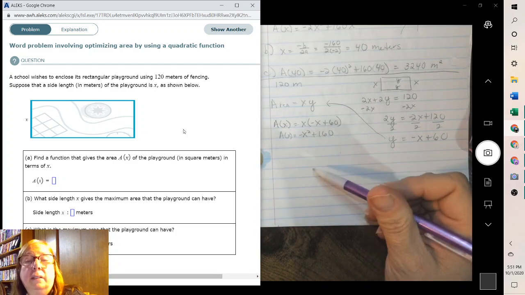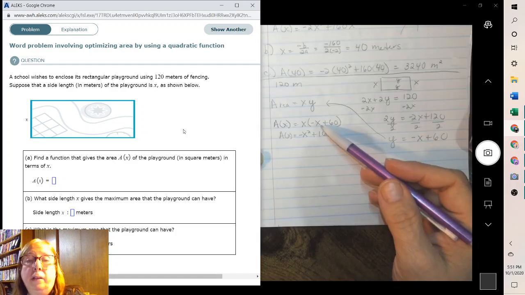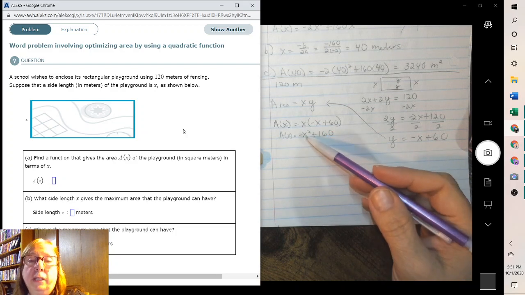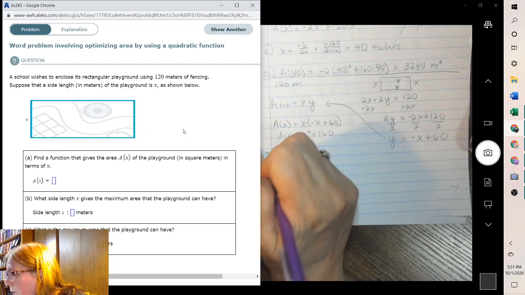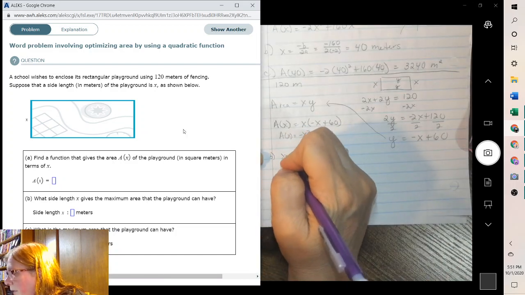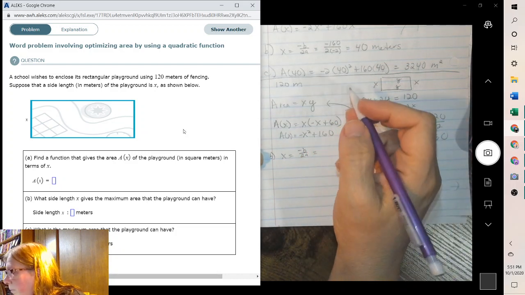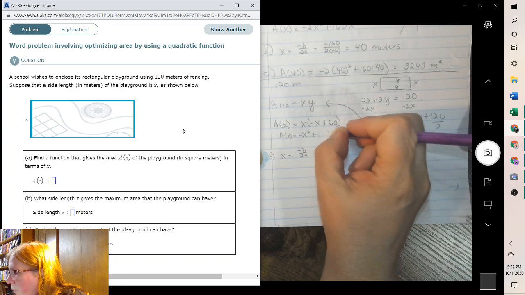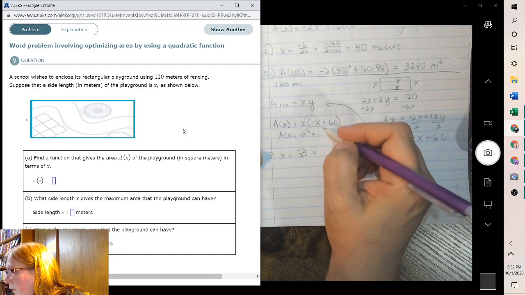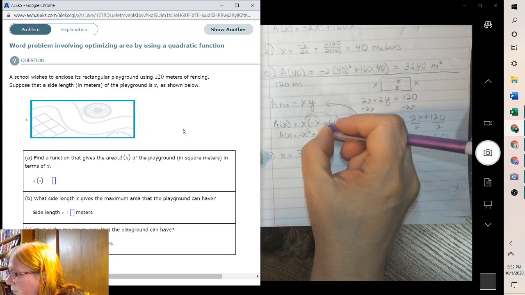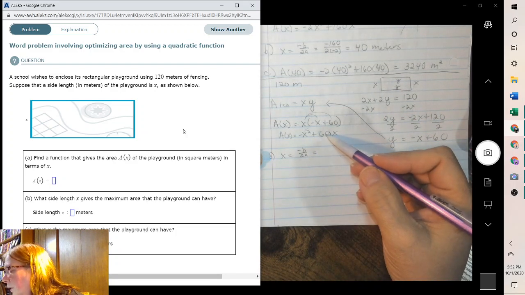Well, the length x that will give us the maximum area. This is a vertex because it's a parabola going down, so the vertex is the max. Part B then, x equals negative b over 2a. I think I started copying the other problem. X times x is a negative x squared. And the next one is only 60x. Careful, that should be 60.